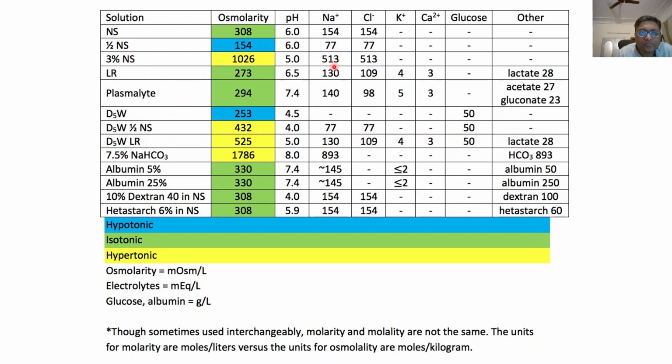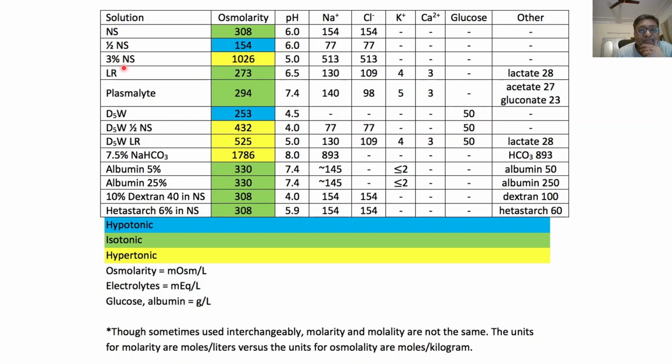3% sodium chloride has 513 milliequivalent per liter sodium and 513 milliequivalent per liter chloride. It's a hypertonic fluid; the name itself is hypertonic saline. It's also acidic. Look at the osmolarity, it is very high, 1026. The more osmolar the solution, the less time you will be able to give it through a peripheral vein. Peripheral veins have a limited capacity for hypertonic solutions, so you need wide bore cannulas, preferably central lines, to be able to give these concentrated solutions comfortably for a long time.